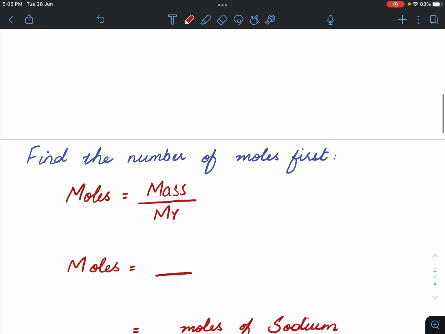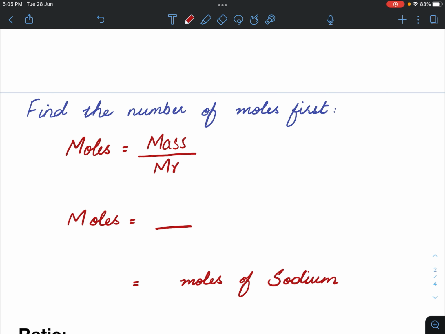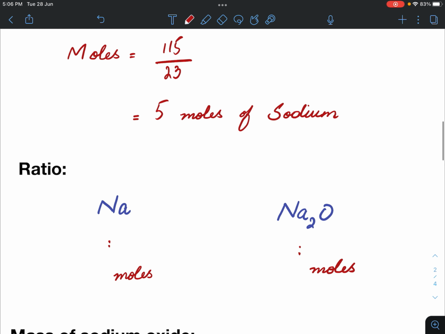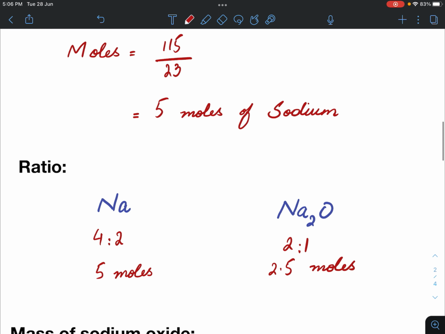We use the equation moles is equal to mass divided by molecular mass. By putting in the values, we get 115 divided by 23 is equal to 5 moles. Now, by looking at our balanced equation, we can find out the ratio between sodium and sodium oxide, which is 4:2 and simply 2:1. For 5 moles of sodium, we produce 2.5 moles of sodium oxide.